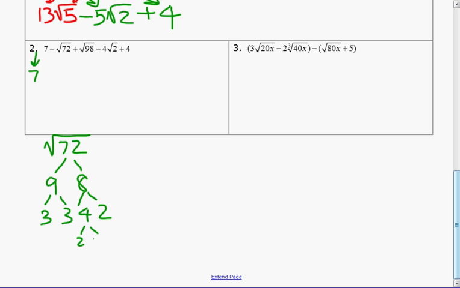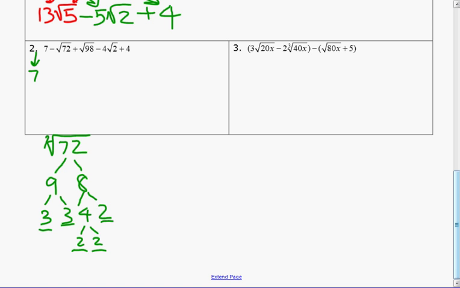Now 4 breaks down into 2 and 2. Can these 3's and 2's be broken down anymore? No, so we're just going to leave them. They're the ends of the branches that we're going to look at. Now for this square root of 72, what is really the index? You can't see it, but what is it really?